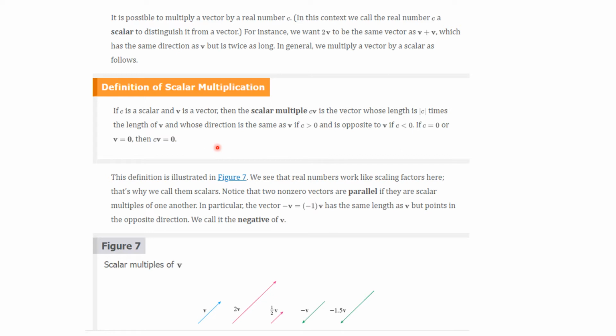If C is a scalar and V is a vector, then a scalar multiple CV is a vector whose length is the absolute value of C times the length of V, and whose direction is the same as V if C is greater than or equal to 0, and opposite if C is less than 0. Now that's kind of complicated, and the example might really help you here. If we start with V, 2V is going in the same direction, but it's twice as long. 1/2 V is going in the same direction, but 1/2 as long. This is going in the opposite direction, the negative, and this is multiplying it by 1.5 and going in the opposite direction.